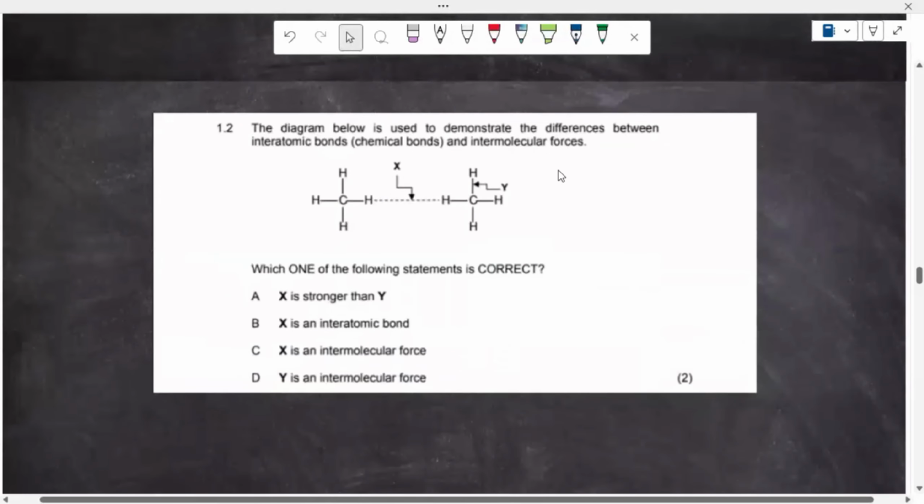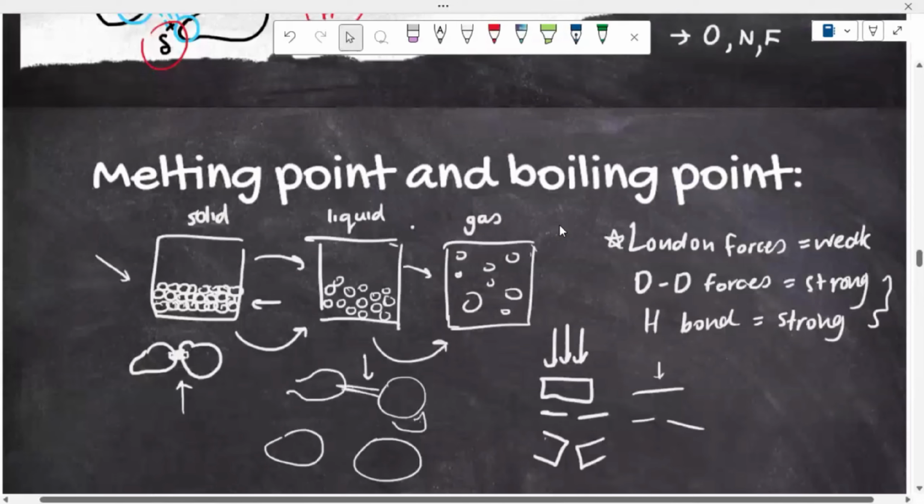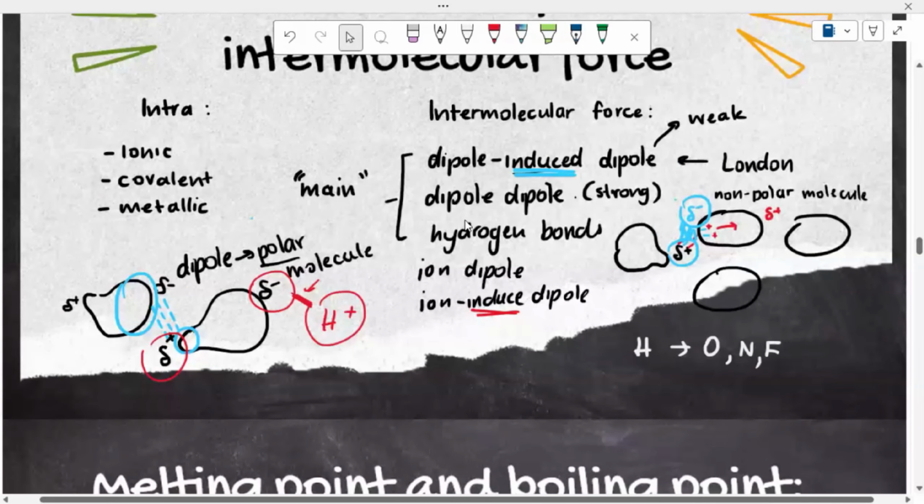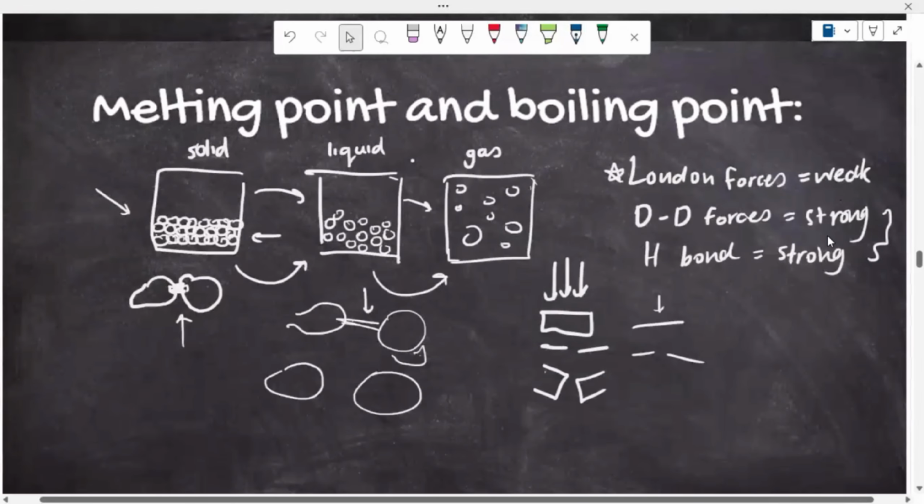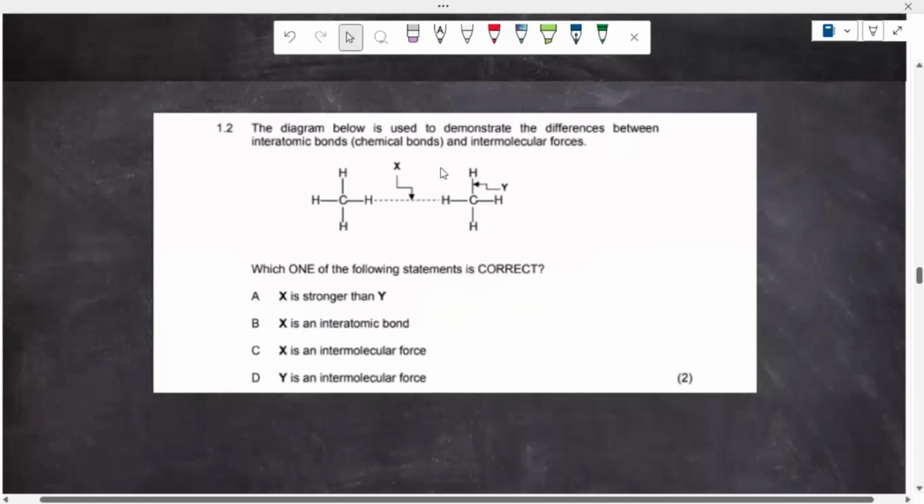So now here I have just some very brief questions to work through this. There's not a lot more theory on intermolecular forces. You just need to know the different types, how to identify them, and also how the strength of your force relates to melting points and boiling points, right? So here I have an MCQ. The diagram below is used to demonstrate the differences between interatomic bonds, like your intramolecular bonds, chemical bonds, and intermolecular forces, right? So they ask us which one of the following statements is correct.